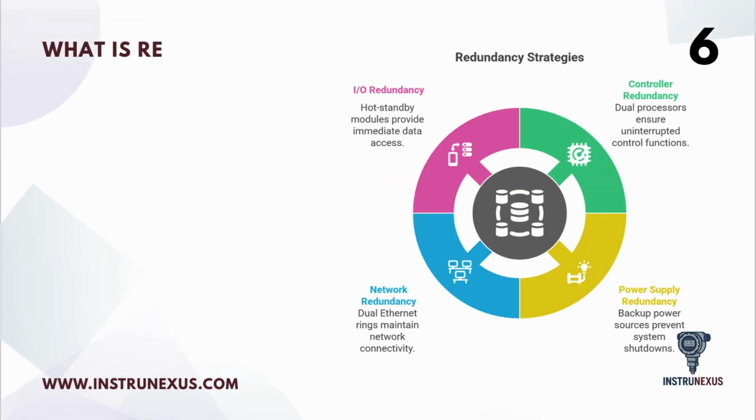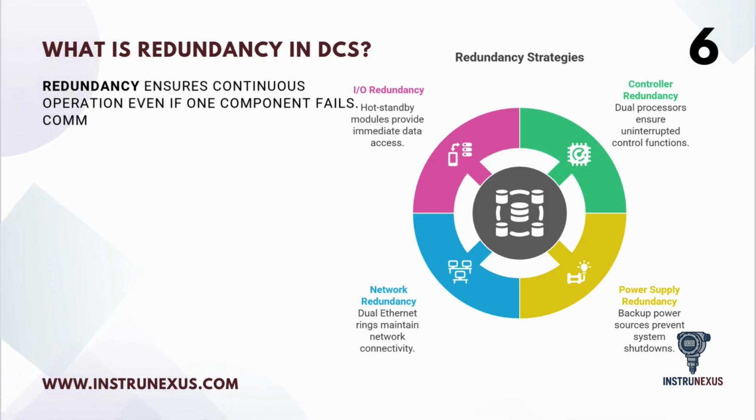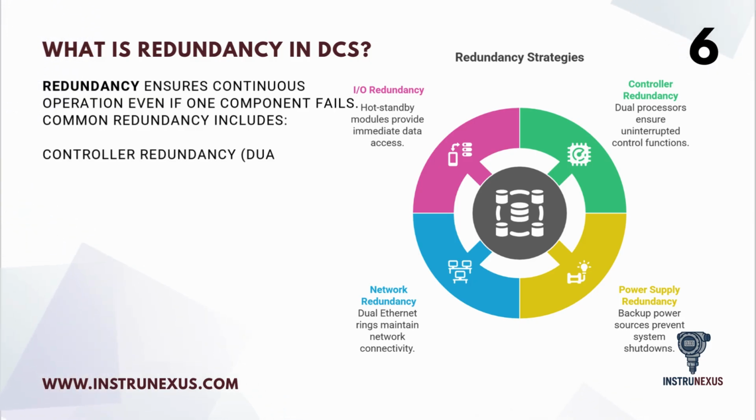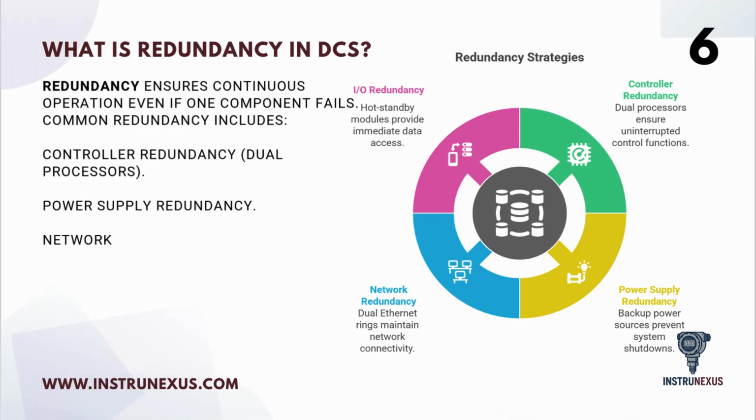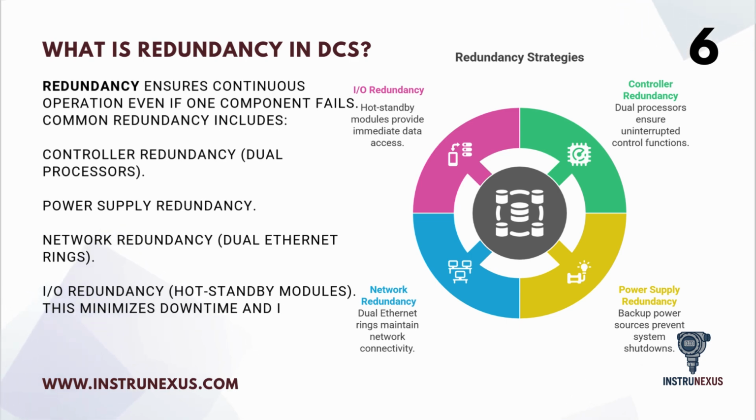What is redundancy in DCS? Redundancy ensures continuous operation even if one component fails. Common redundancy includes controller redundancy, dual processors. Power supply redundancy. Network redundancy, dual Ethernet rings. I/O redundancy, hot standby modules. This minimizes downtime and improves system availability, up to 99.99%.